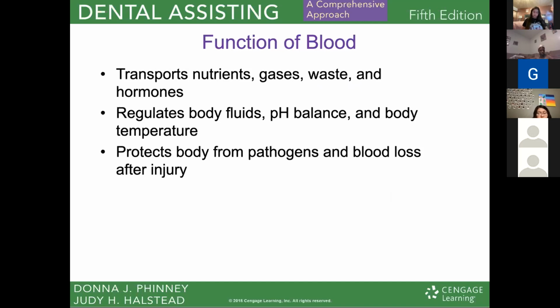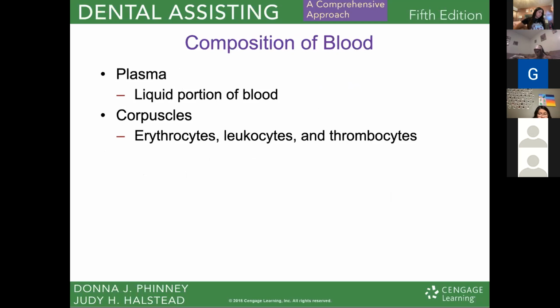So blood serves a number of purposes. It transports nutrients, gases, wastes, and hormones throughout the body. Body fluids are regulated, pH and body temperature are regulated, and blood protects the body from pathogens. And it prevents blood loss after injury.